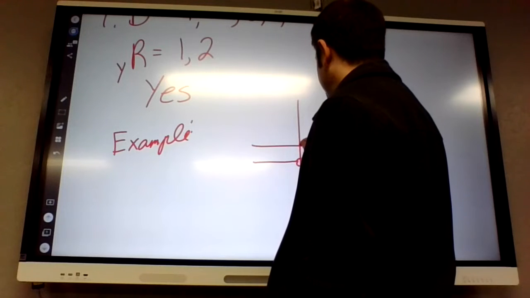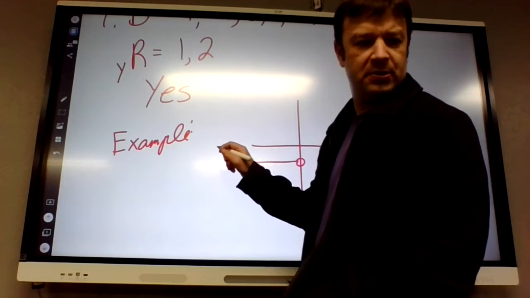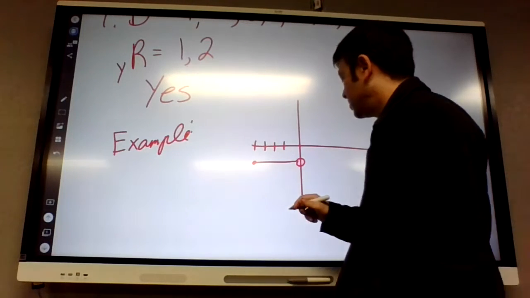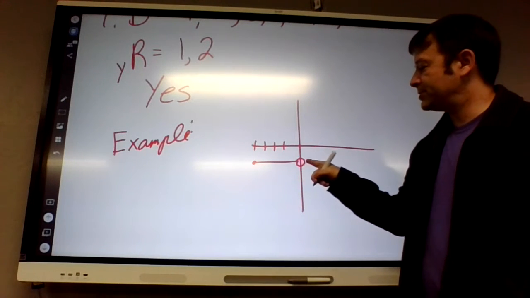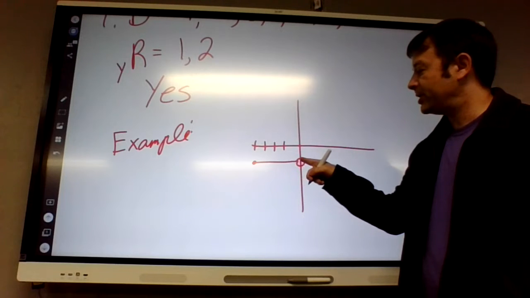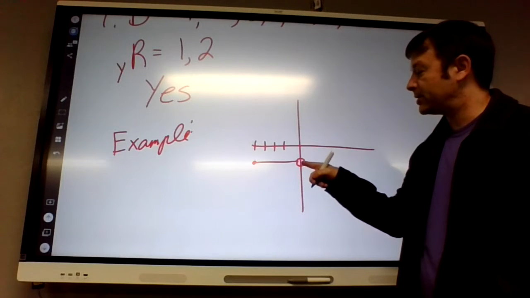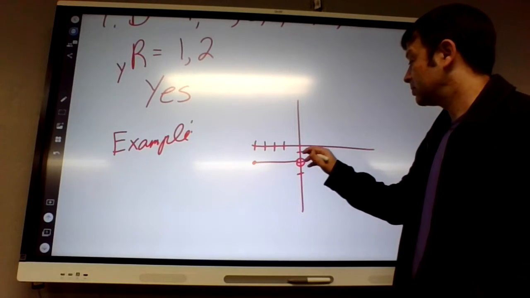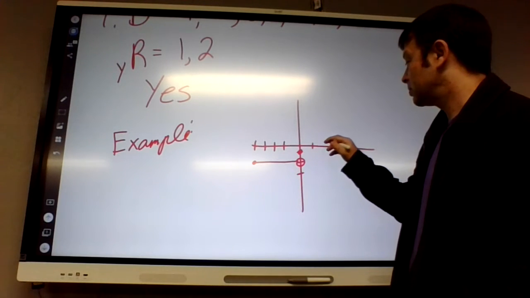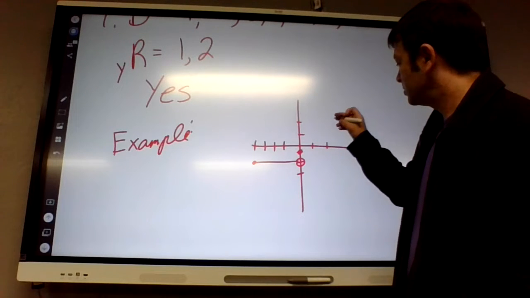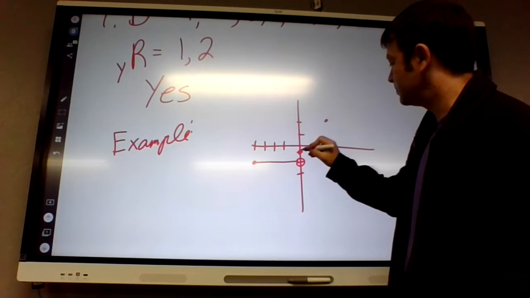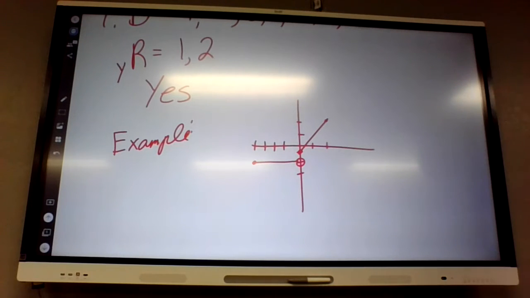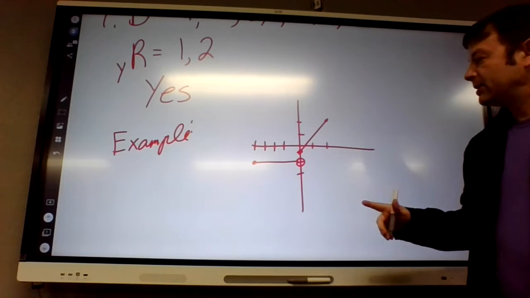What do you think these open circles mean? That they're not part of the solution for the graph. Yeah. So there's no point right there. Every point coming up to that is there, but not that point. Okay, that's good enough. It's kind of sloppy, but all right.